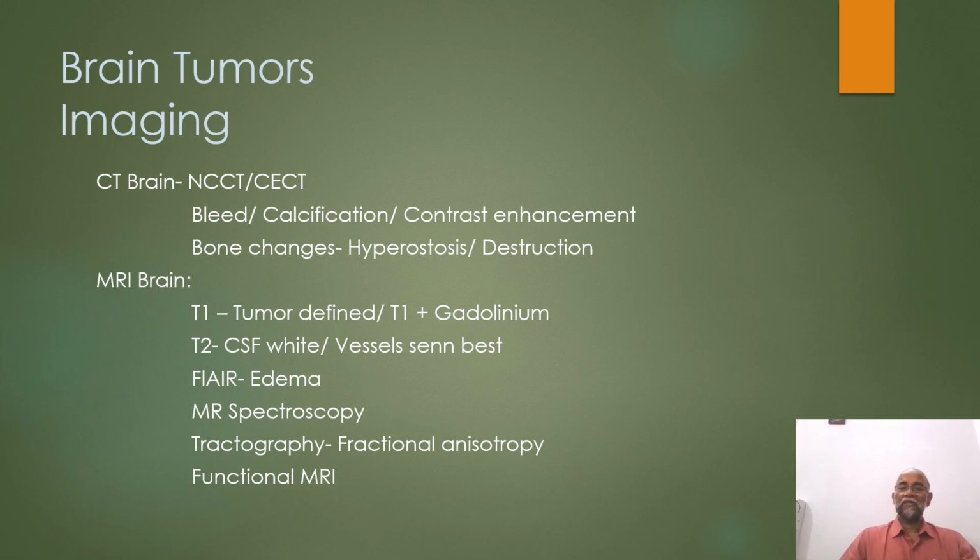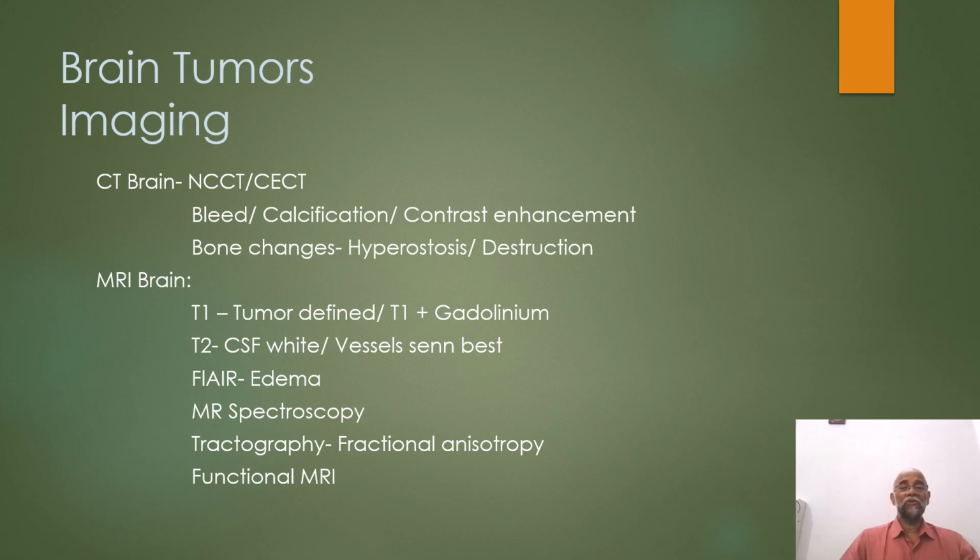Once a brain tumor is suspected, some variety of imaging is done. CT scans of the brain are often the primary investigation. A non-contrast CT, that is before giving contrast, will show us bleeding. It will show us calcification. After administration of contrast, we find that a tumor enhances. That means that there is new vessel formation and potentially malignancy.